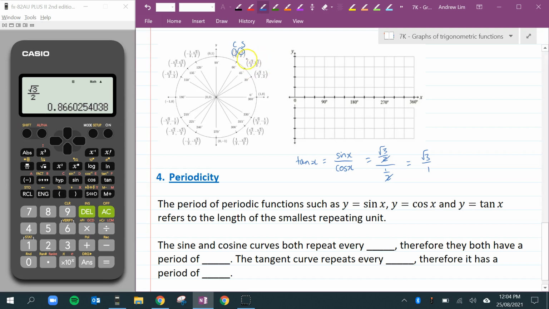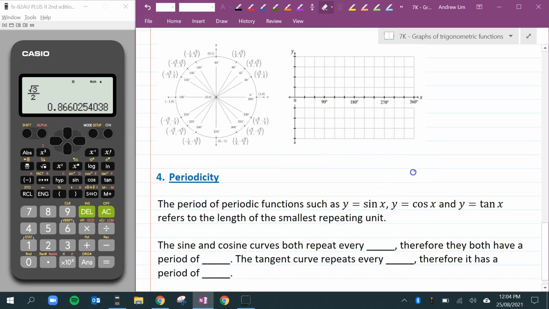So for example, if we wanted to work out tan of 45, which is equal to root 2 over root 2, which is just 1. Or if we want to do tan of 30, it will be 1 over root 3. Okay, so that's the shortcut method. So let's see what it looks like.